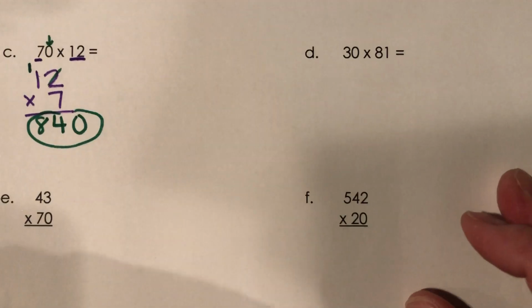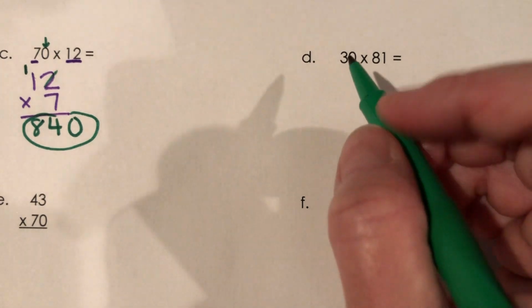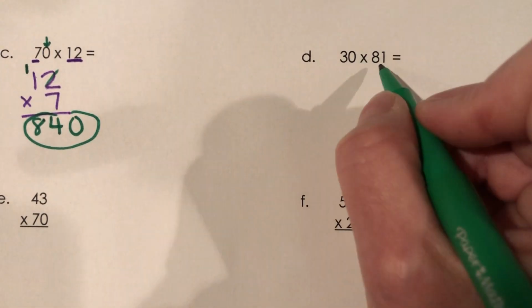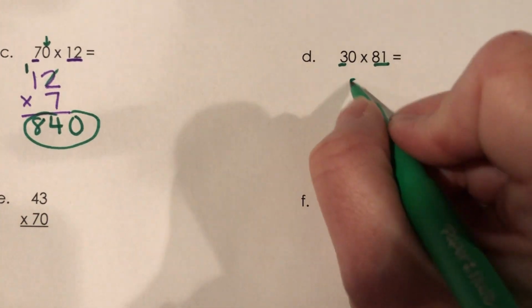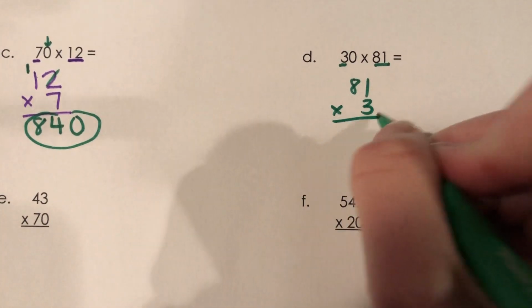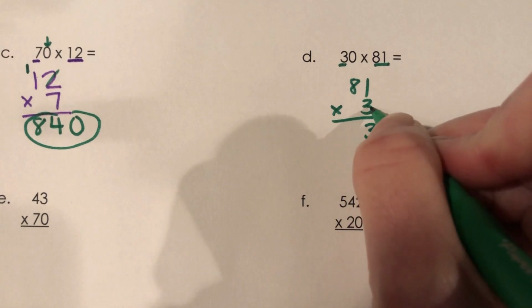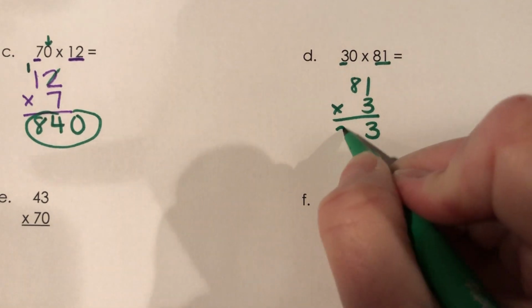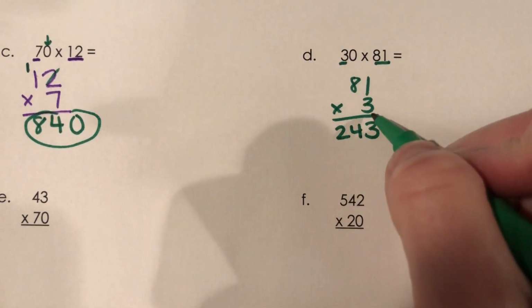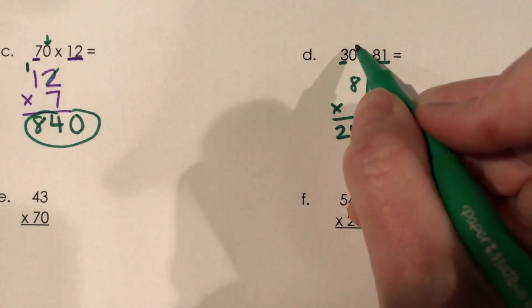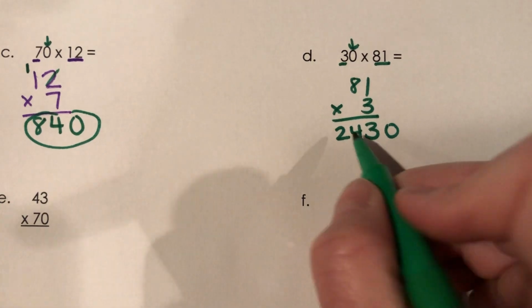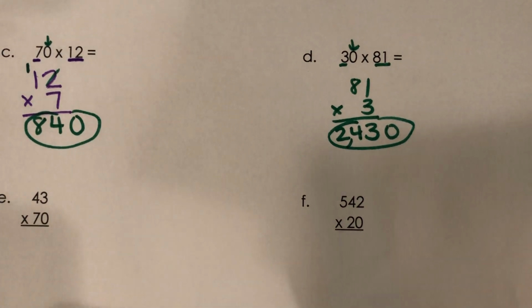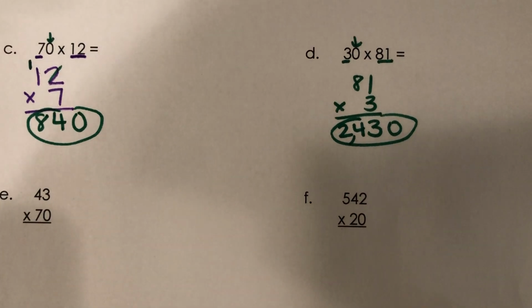All right, next one, I have 30 times 81. So here's my multiple of 10. I'm going to go ahead and solve 81 times 3. 3 times 1 is 3. And 3 times 8 is 24. And if 81 times 3 is 243, that means that 81 times 30, I would shift all these over to the left, would be 2,430. So 2,430 is what you should have.